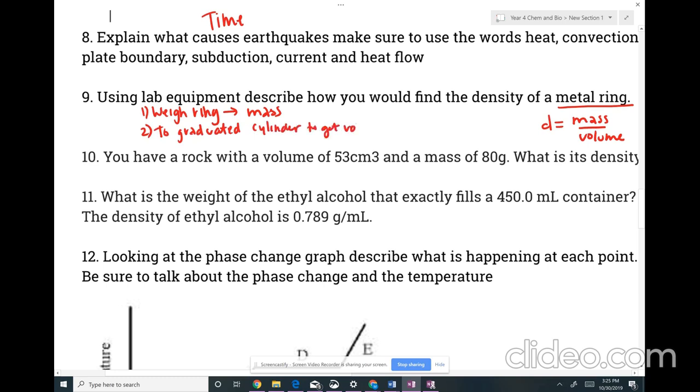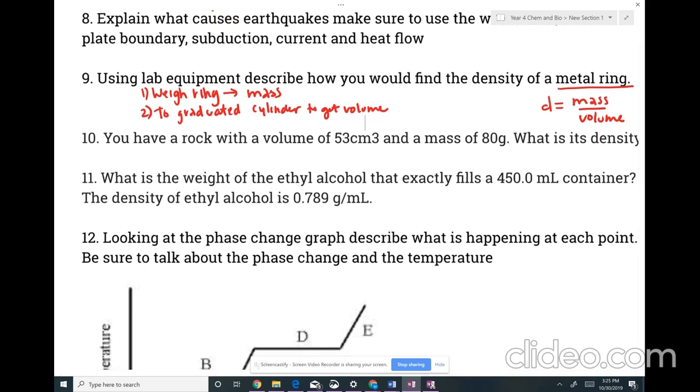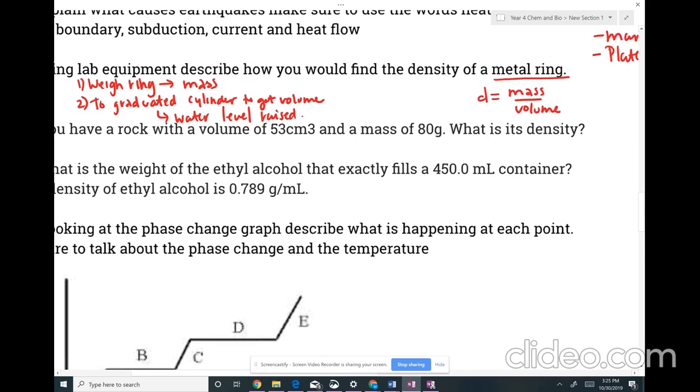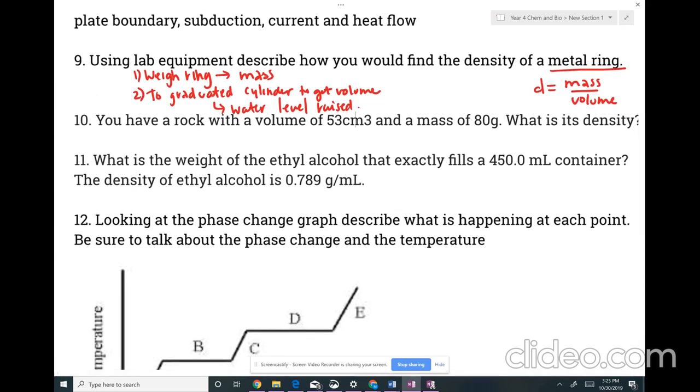How we do that is we use a graduated cylinder and see how much the water level is raised by. Looking at how much that water level is raised by, we can get volume. And then last but not least, you do your mass over volume. So it's the same thing for this one.